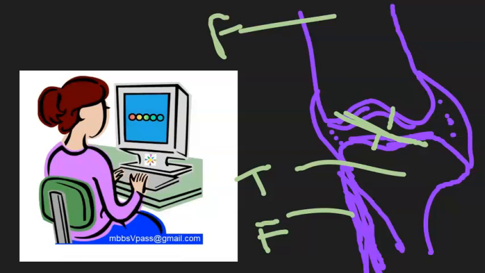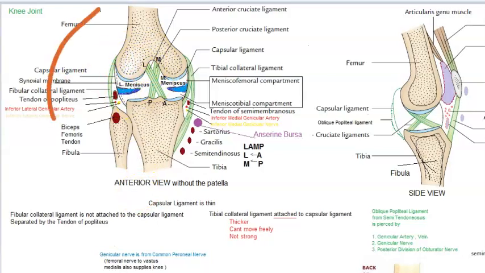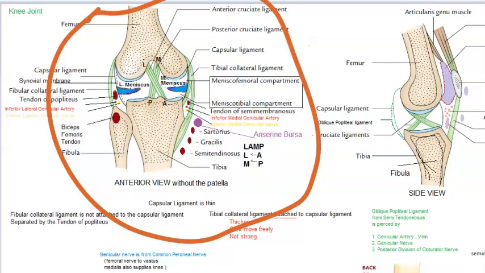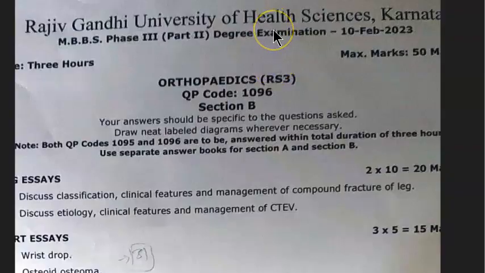And then here you have the loose bodies. Loose bodies you can show like this, which is visible in the X-ray like this to get marks. So this is the anterior view without the patella. So look at it and draw this in the exam. Okay, people, this diagram can get you a lot of marks in orthopedics. So practice this. Okay, people, hooray, we are done with short essays.